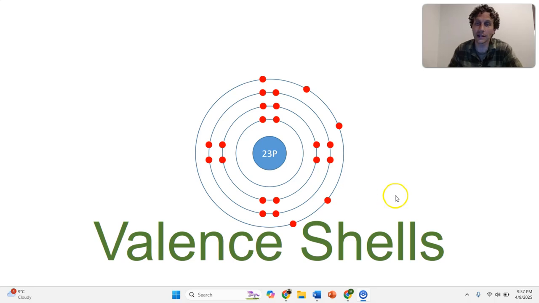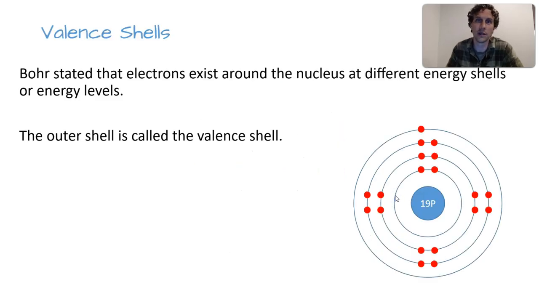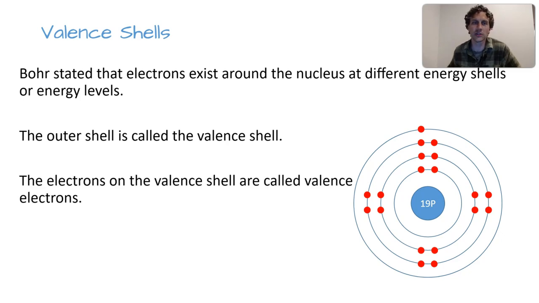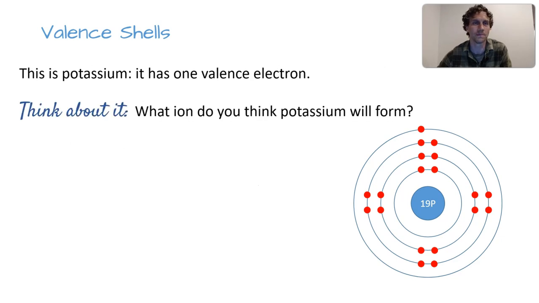And the reason that's important is because the valence electrons are the ones that are involved in chemical reactions, and we'll learn about that more in this unit. So Niels Bohr stated that the electrons exist around the nucleus at different energy levels. And the outer shell, the outer level, is called the valence shell. Okay, so the electrons on the valence shell we call valence electrons. So this atom here has 1 valence electron.